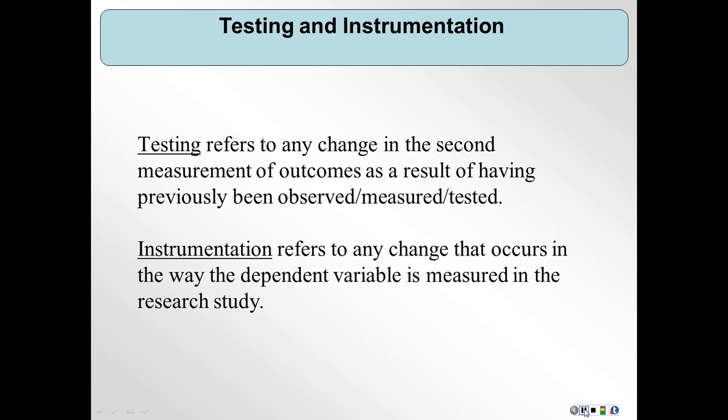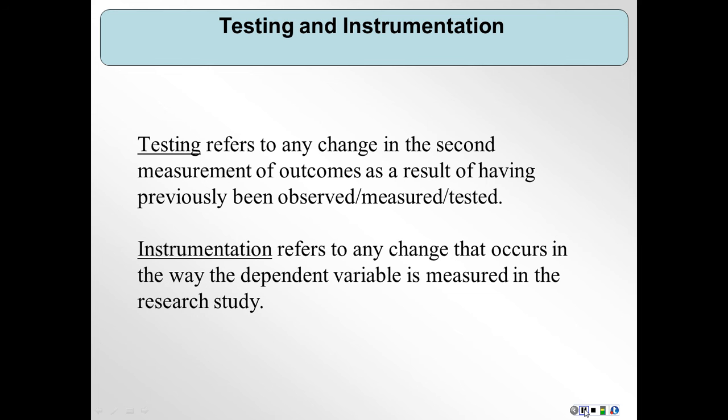The fourth threat is instrumentation. Instrumentation refers to a change that occurs in the way the dependent variable is measured in the research study. For example, let's say that one person does your pretest assessment of students' racial stereotyping, but you have a different person do your post-test assessment of student stereotyping. If the second person tends to overlook certain types of stereotyping that the first person picks up, you've got an instrumentation effect.